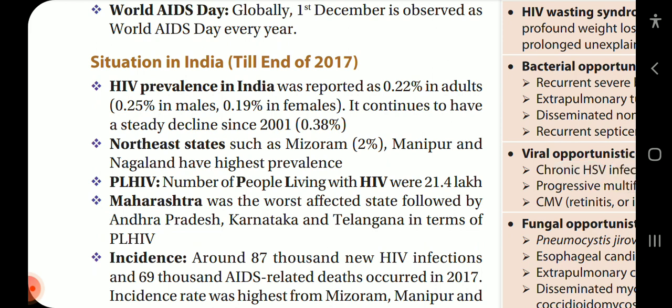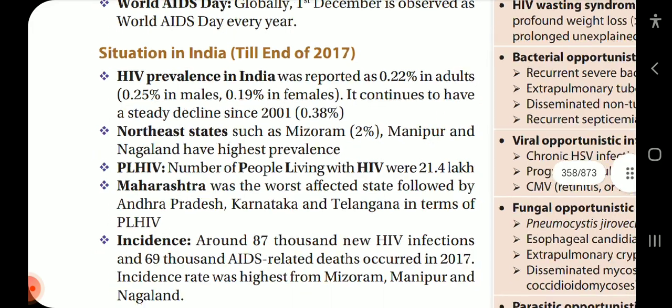HIV prevalence in India was reported as 0.21% in adults, and it continues to show a steady decline since 2000, when it was 0.54%. The northeast states such as Mizoram, Nagaland and Manipur have the highest prevalence. PLHIV, the number of people living with HIV, was 23.2 lakh. Maharashtra was the worst affected state, followed by Andhra Pradesh, Karnataka, Uttar Pradesh and Telangana in terms of PLHIV.